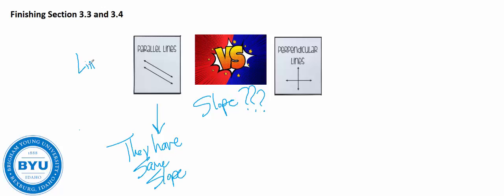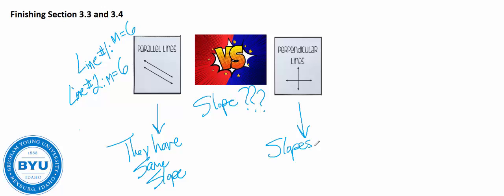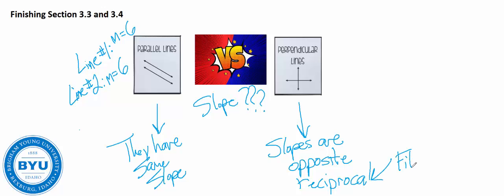So if line number 1 has a slope of 6 and line number 2 is parallel, its slope is also going to be 6. That's not true with perpendicular lines. Perpendicular lines meet at a 90-degree angle, and their slopes are opposite reciprocals. Now, if you don't remember what reciprocal means, that basically means flipped.